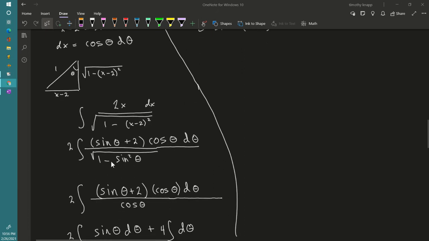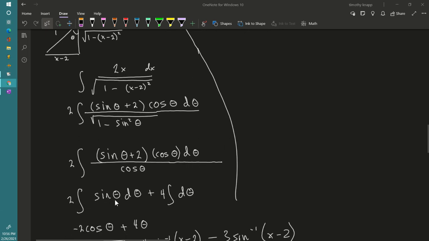Now I've got the trig identity, 1 minus sine squared is cosine squared, and if I take the square root, the square root of a cosine squared is just a regular cosine. That cosine and that cosine cancel, leaving me sine theta plus 2 d theta. I'll put my 2 back in here. And so basically I'm going to take sine theta plus 2, right? And that 2 became the 4 because this 2 can be multiplied back in.